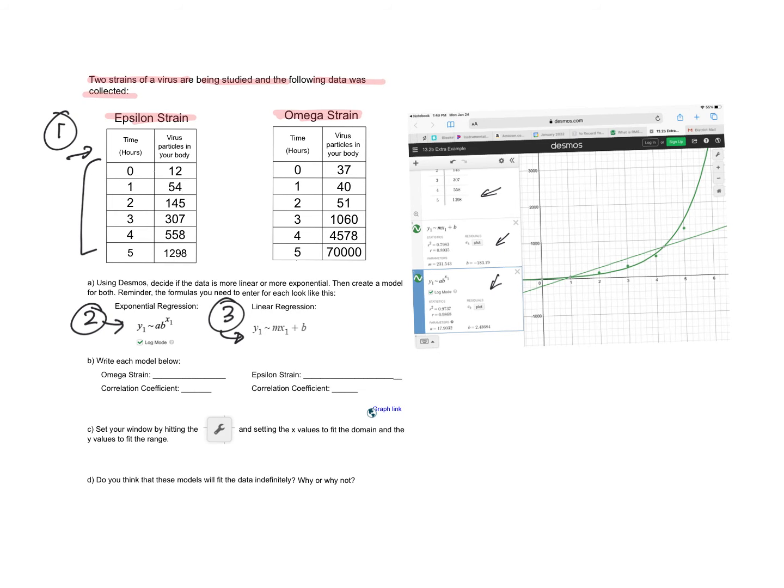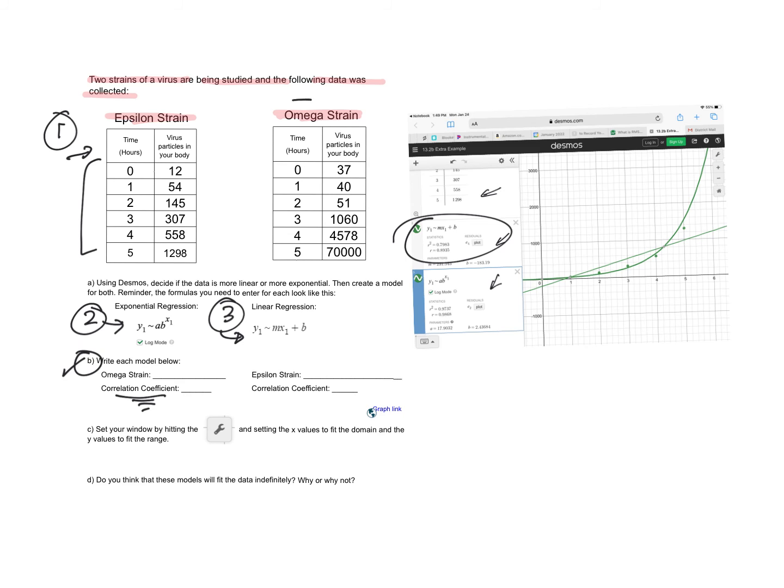Once I decide which one fits it better, let's say I decide this one fits it better, then I'm going to actually write the equation here in line B. And then I'm going to write what the correlation coefficient was. Remember, that shows us how strong it is. Is it close to a 1? Then it's pretty strong. If it's not close to a 1, or a -1, it's not real strong.